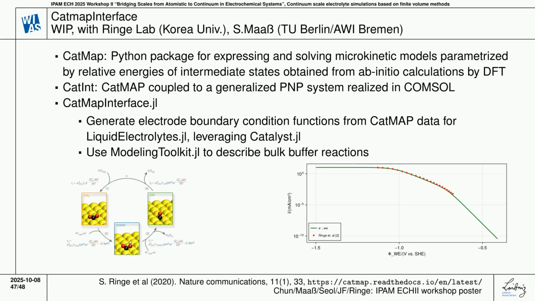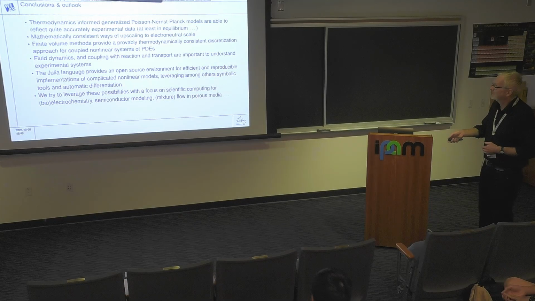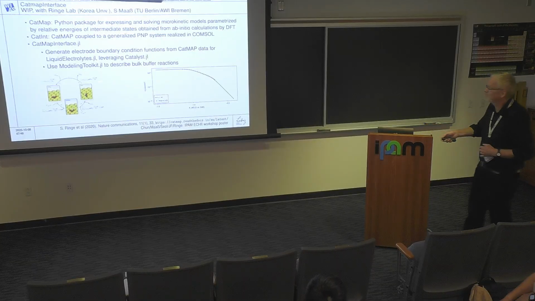a poster by Chun, Mas, Sol, Fuhrmann, Ringe. One of these workshop posters uses this approach to take the Python-based description of the reaction network in the CatMap code, which had been developed by Ringe et al., and turn this, using the symbolic tools, into Julia functions, which can be taken as the reaction functions at the interface between metal and electrolyte in our finite volume solver. So that's work in progress.